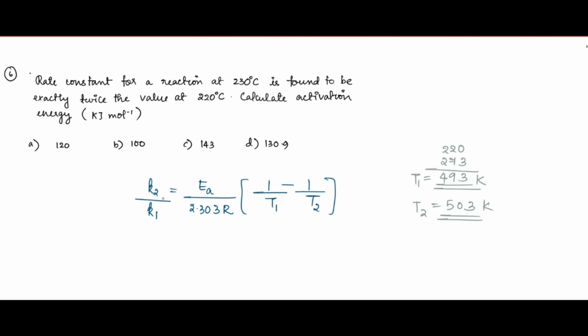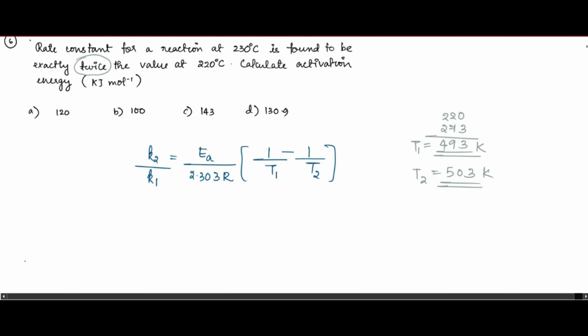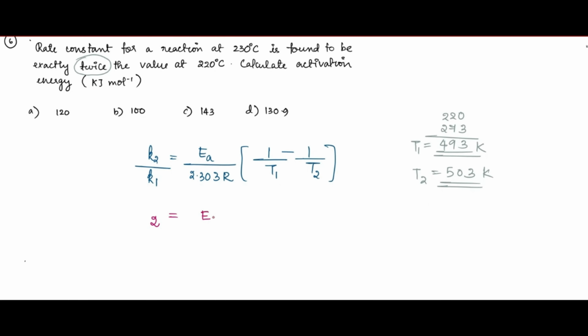And what is given for K1 and K2? A relation is given. It is twice the value. If at 220 it is K1, then at 230 it is twice, which means 2K1. So what will the value of K2 by K1 be? It will be 2. Activation energy is what you have to find, divided by 2.303 into R. The question asks in kilojoules. What is the value of R? 8.314 joules per Kelvin per mole.